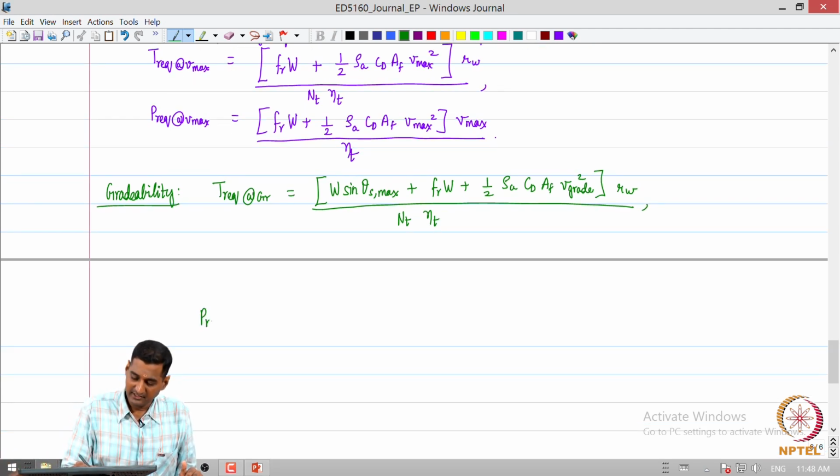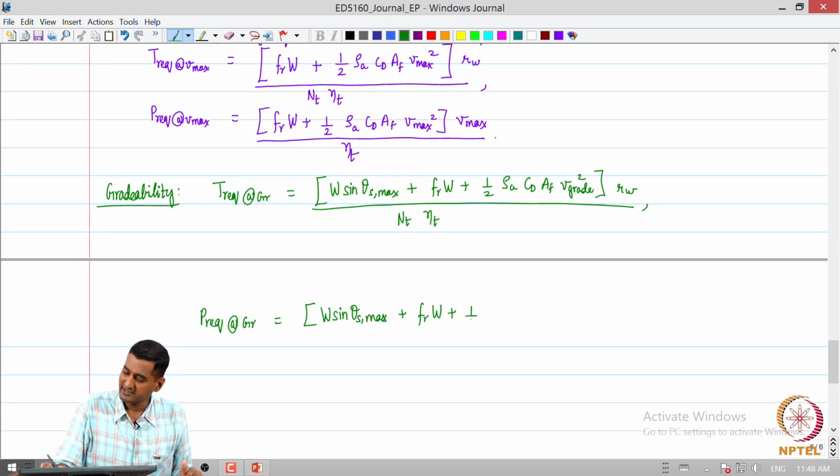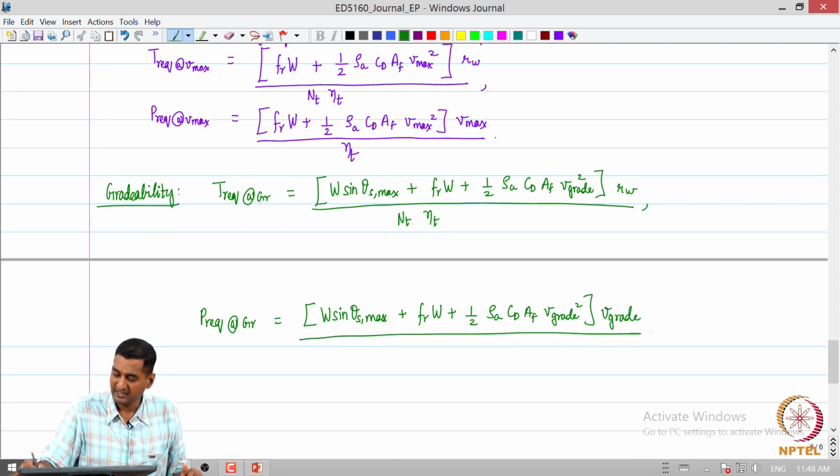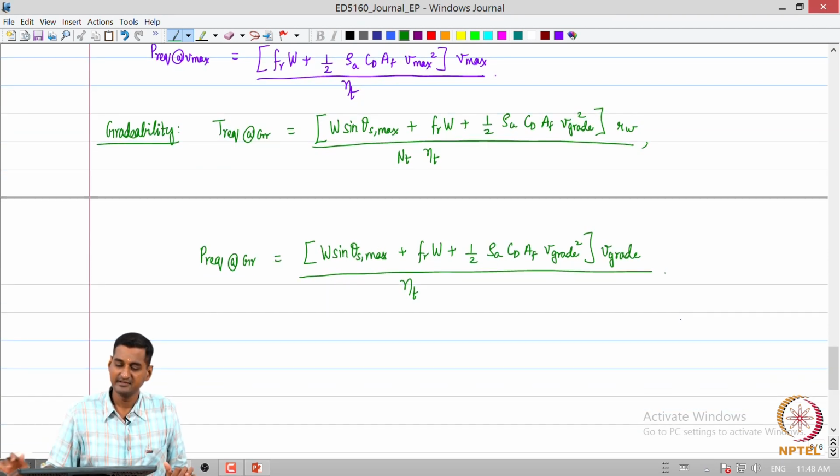Then the corresponding power required would be just the force that we wrote down above: the grade resistance plus the aerodynamic drag plus the rolling resistance. Once again we multiply by the speed at which the vehicle is going on the grade, divided by the transmission efficiency. So, this is how we get the expression for gradability.